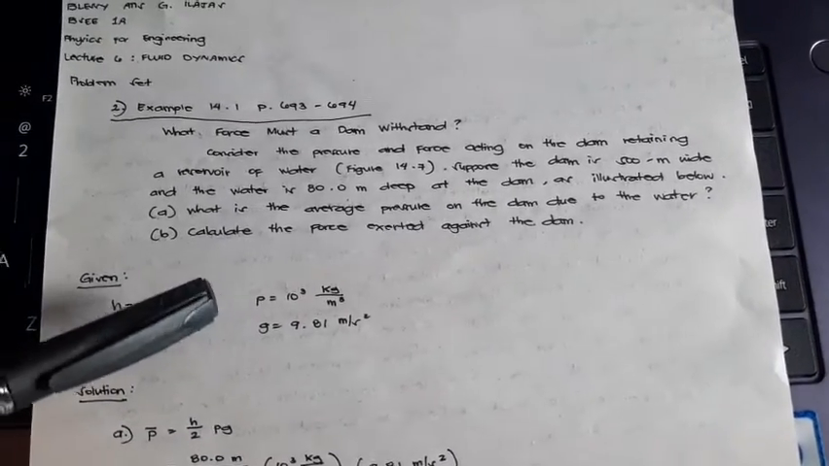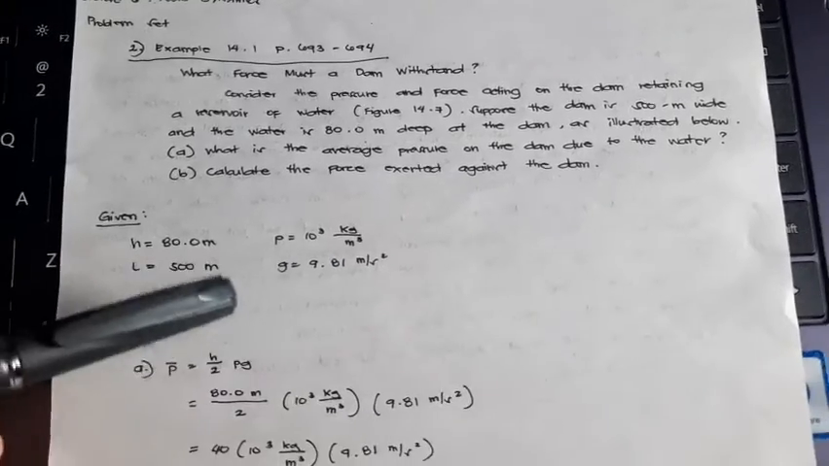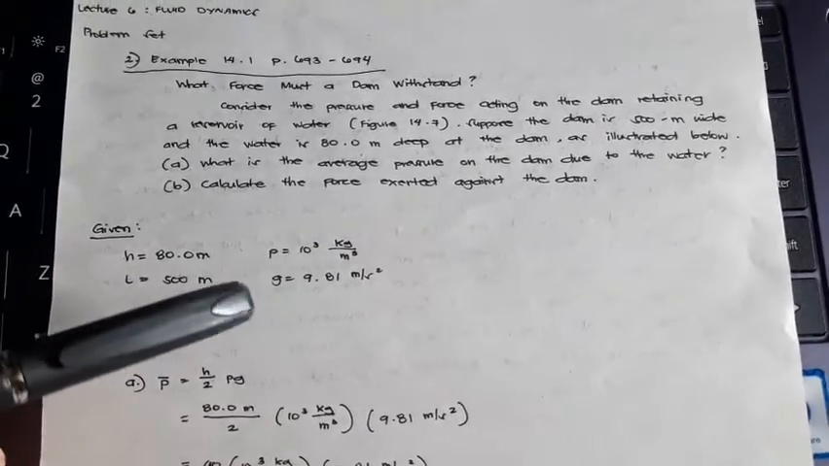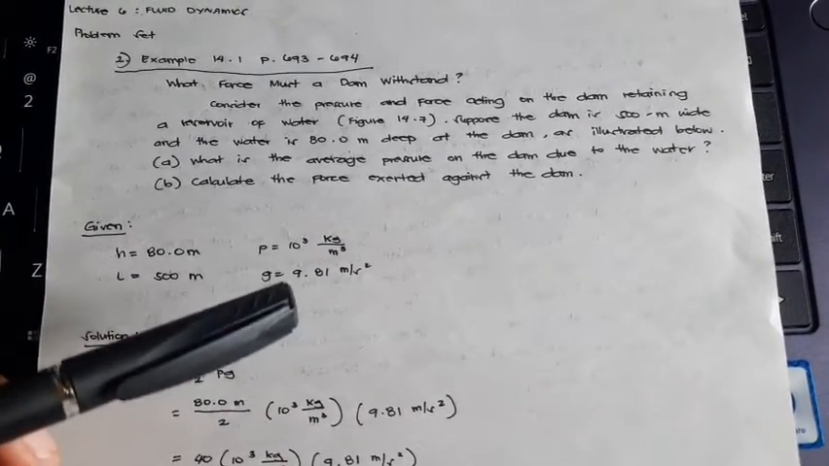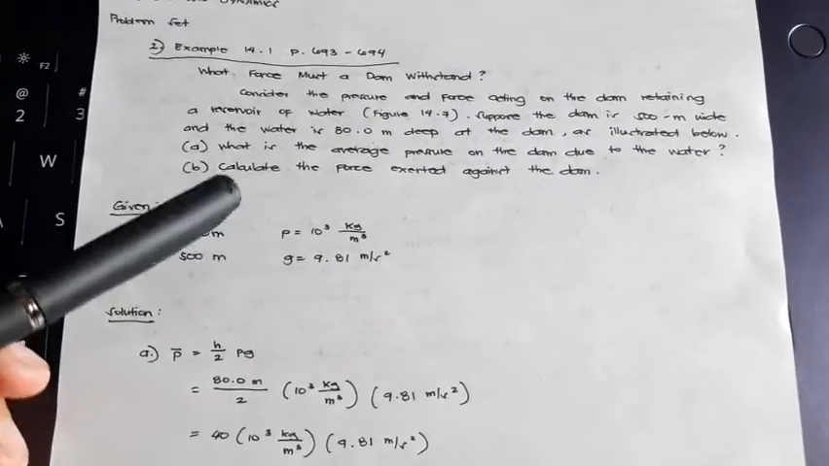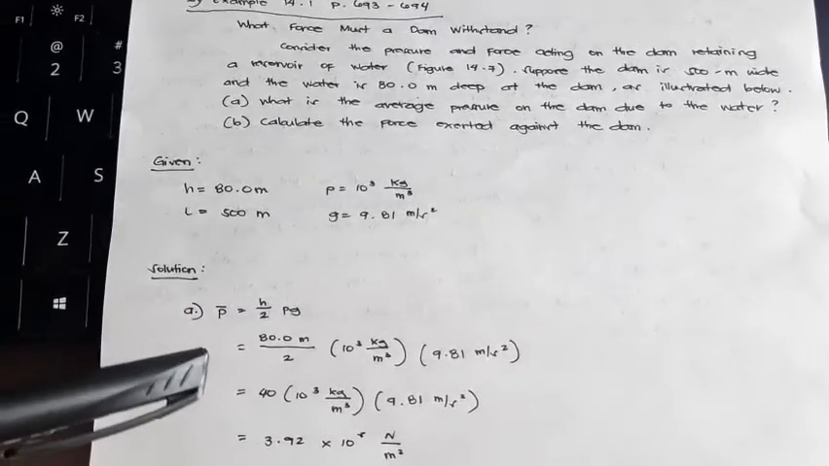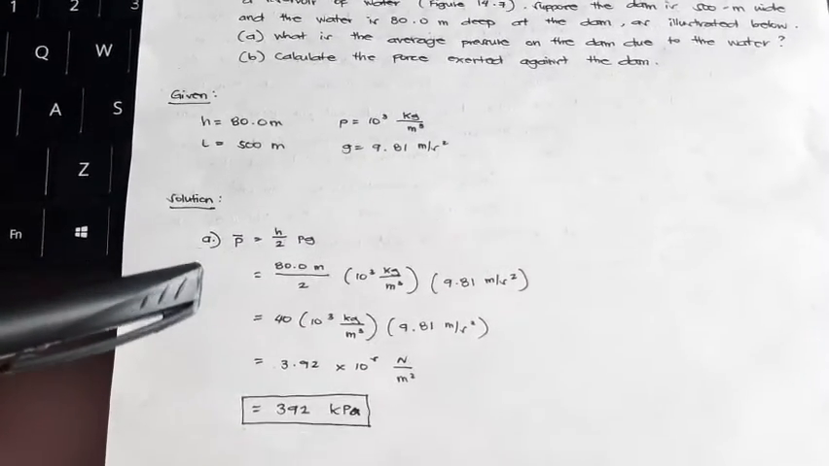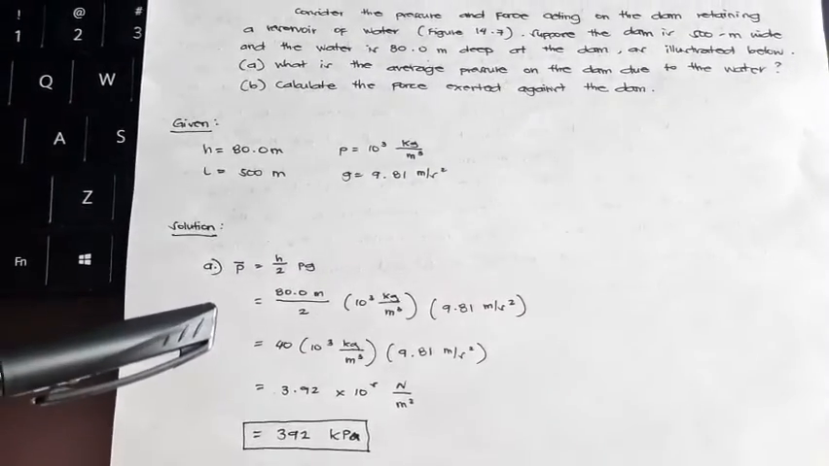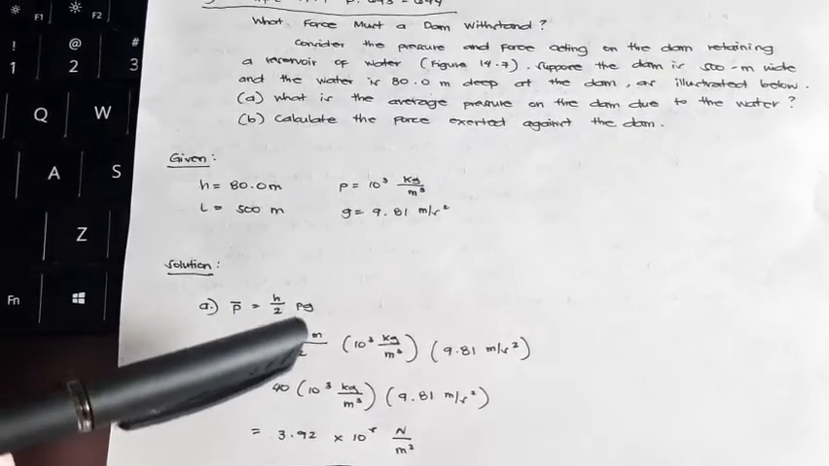And then letter P, or the density of the water, is equals to 10 raised to the power of 3 kilogram over meter cube. And then ang atong constant value sa gravity is equals to 9.81 meter per second squared. So ang solution, since ang atong letter A is gipangita ang average pressure, so we need to use this equation or the formula. So average pressure is equals to h over 2 times rho g, or the density and the gravity.